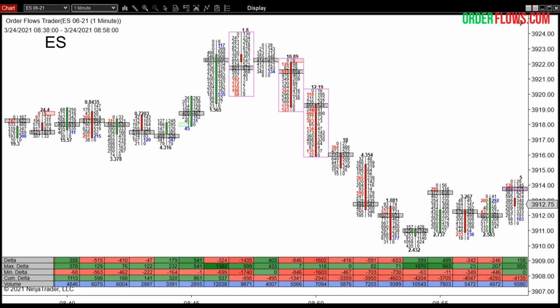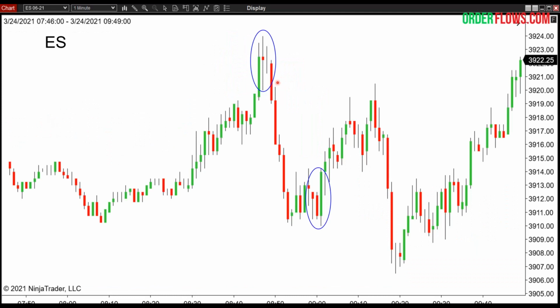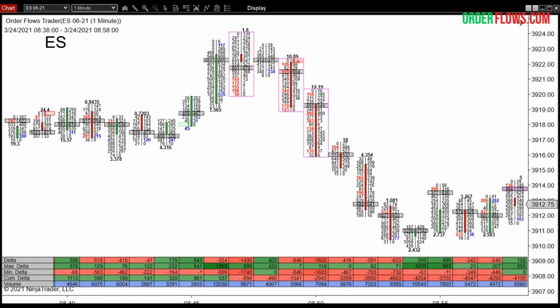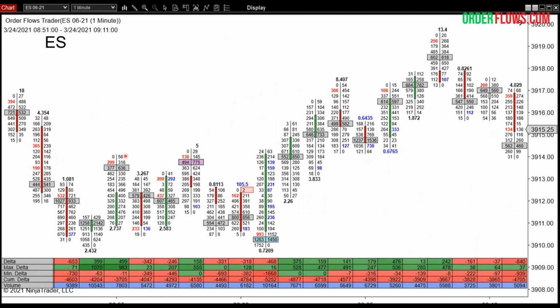And I can see 1, 2, 3 bars here out of the 4 that have multiple selling imbalances. That's my clue that, hey, up here, I've got aggressive selling coming in. I can get short, just by seeing that. Just by seeing something so simple. Then what happened? The market sold off.